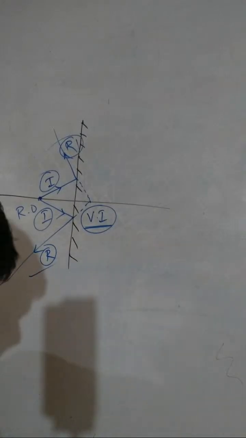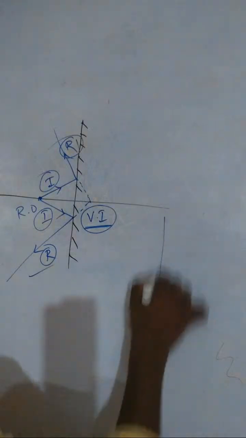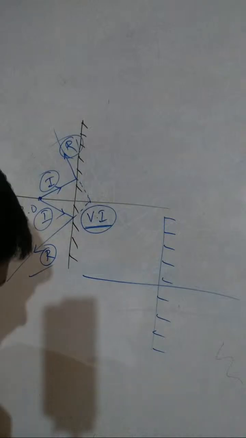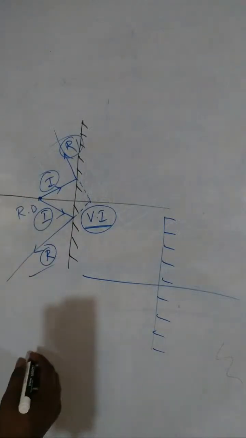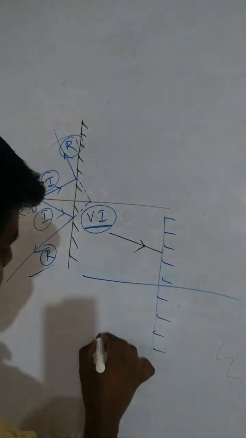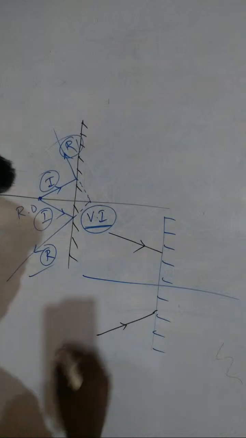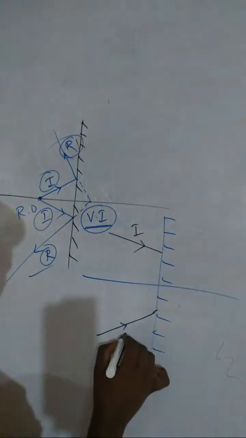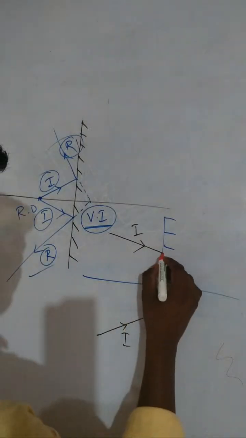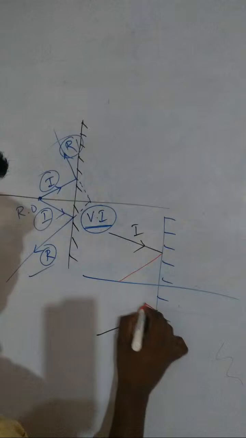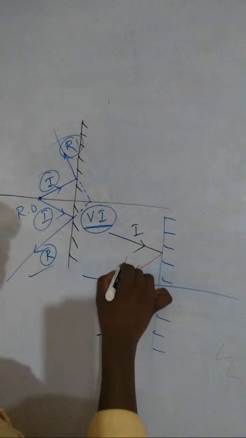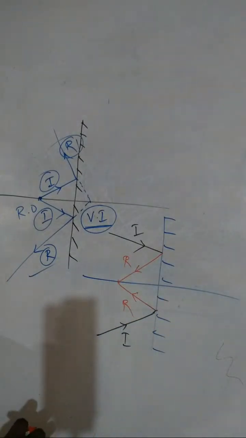Yes, so I am taking one more diagram. Now I am considering the object. Light rays are coming like this. These are the light rays. I am taking this as the incident ray, this also an incident ray. So what happens after incidence? The reflected light rays will meet at one point. Here you can observe this is a reflected ray, this also a reflected ray. Understood?